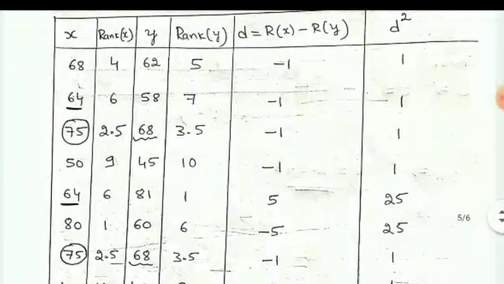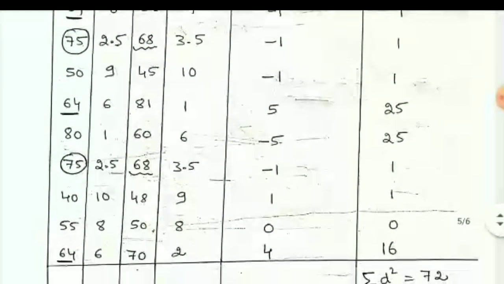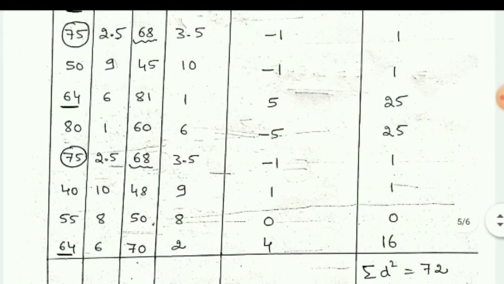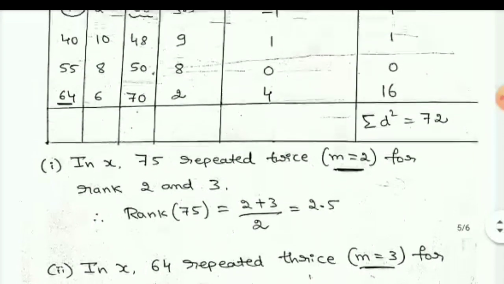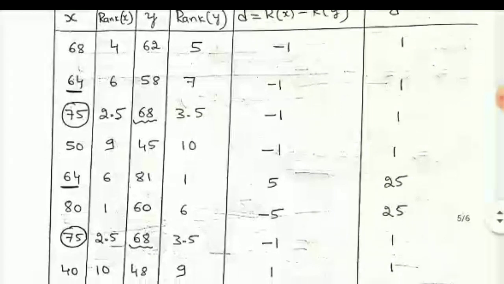Now, go for rank 4. Other than 75, 68 is the greatest number. So, rank 4. Now, what's rank 5? Other than 68, we have 64. But 64 is repeated thrice. So, one has to take 5th rank, one has to take 6th rank, and one has to take 7th rank. But repeated thrice, so take the average. 5, 6, 7 divided by 3. What's the value? 6. So, wherever you have the number 64, write down the rank as 6. Now, 5th rank is over, 6th rank is over, 7th rank is over because 64 is repeated thrice.